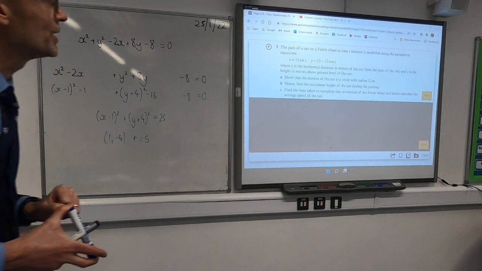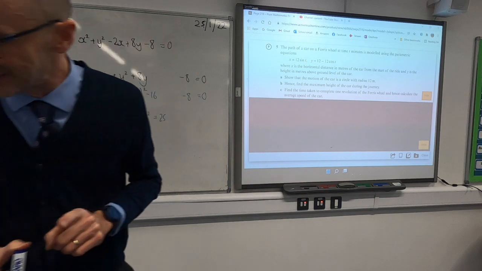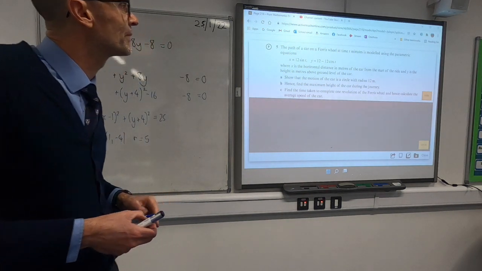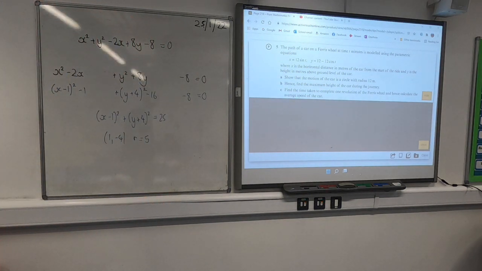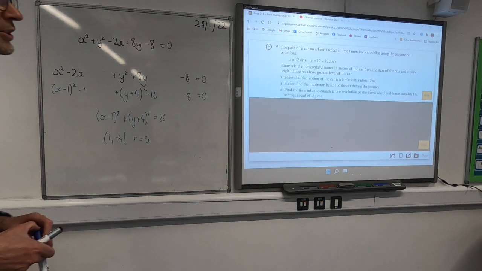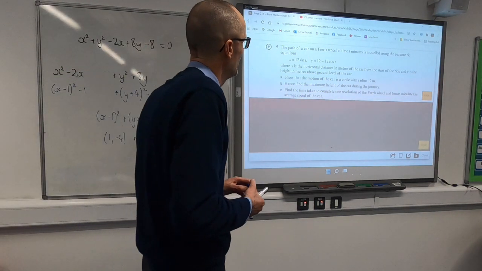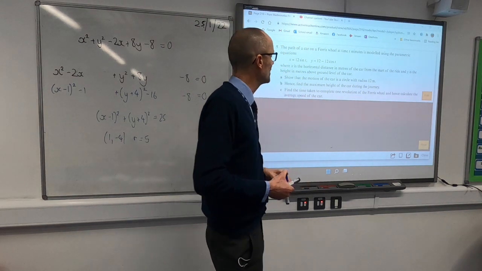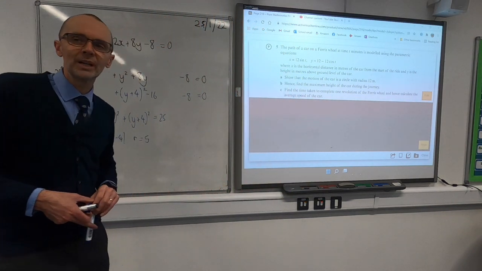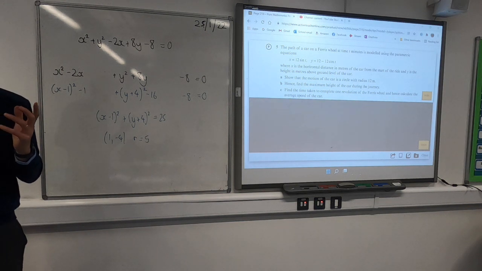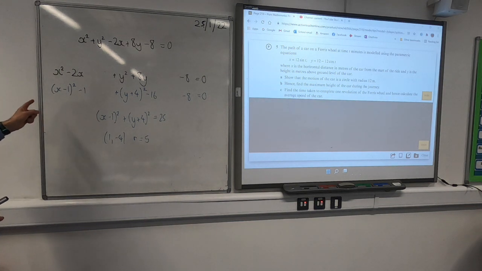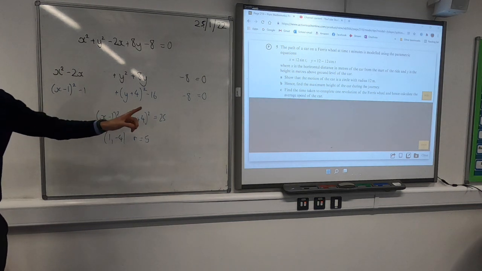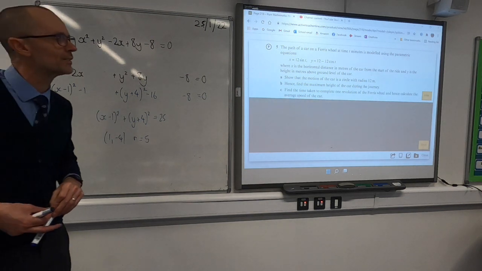Okay, so this question here is on page 219, question 5. And we're still on solving problems, but we've moved on to something a little bit more subtle, a bit more complicated. The first thing, to show that this is a circle, we're going to have to write it as a Cartesian equation and hope that it looks something like that. I recognise the Cartesian equation of a circle.